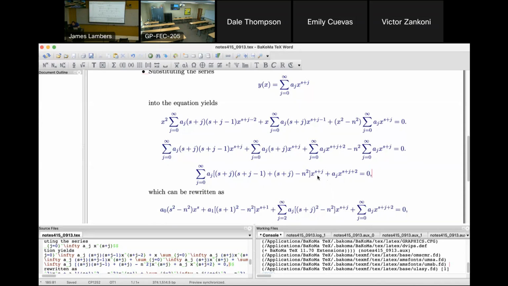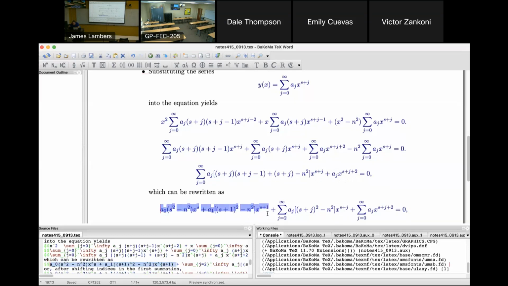Because I have x to the s plus j here next to s plus j plus 2 here, what powers of x am I going to get if I start with j equals 0, 1, 2, and so on? Well, here I'm going to have x to the s plus 1, s plus 2, and then here I'm going to have s plus 2, s plus 3, s plus 4. So whatever powers of x these have in common, I want to have a summation that includes all of those. So now we're starting from s plus 2. So any lower powers of x than s plus 2, I'm going to write separately.